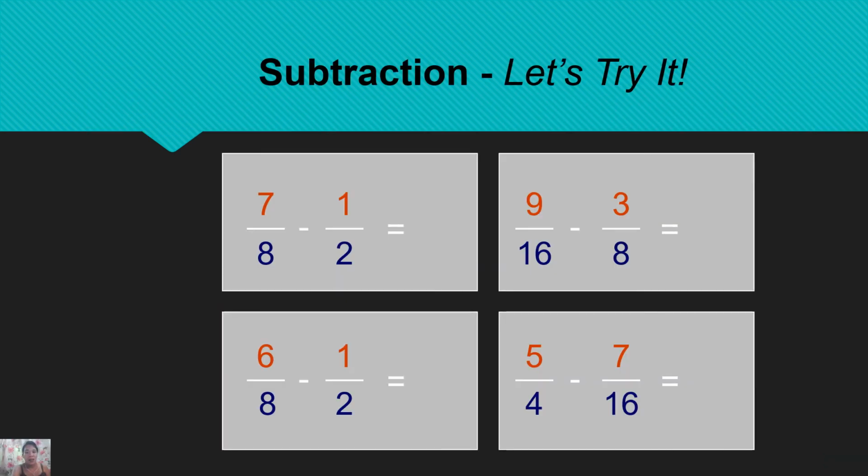Sige. Let's try. What's the answer for 7 over 8 minus 1 half? Take note, dili sila pareha ang denominator. Kung pareha pa, pwede na ka mag-subtract dayon. So, get the LCD. So, what's the answer? I'll give you time. Okay. Sige, answer sa na tanan. And then, ato i-check. I-pause sa i-pause. Kaya nato ni i-check.